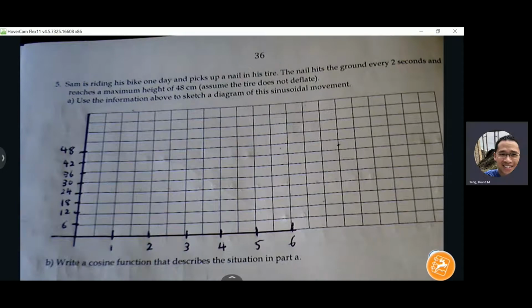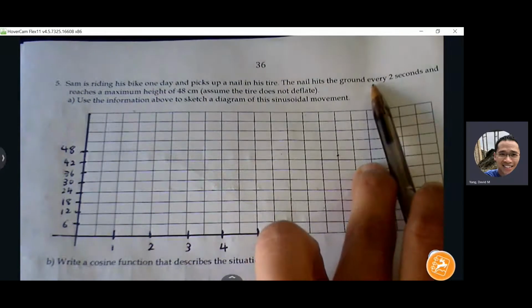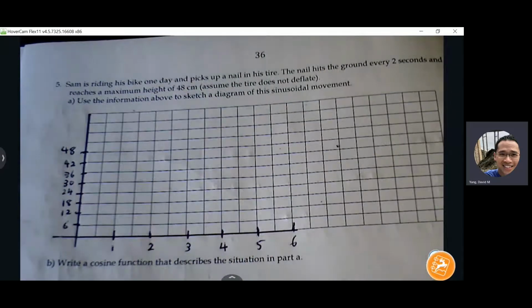Now, there are different variations to how you set this up. You can have the nail at its maximum to begin with, or just have it at the minimum to begin with. I had it at the minimum just because I saw that the ground is what came up first.